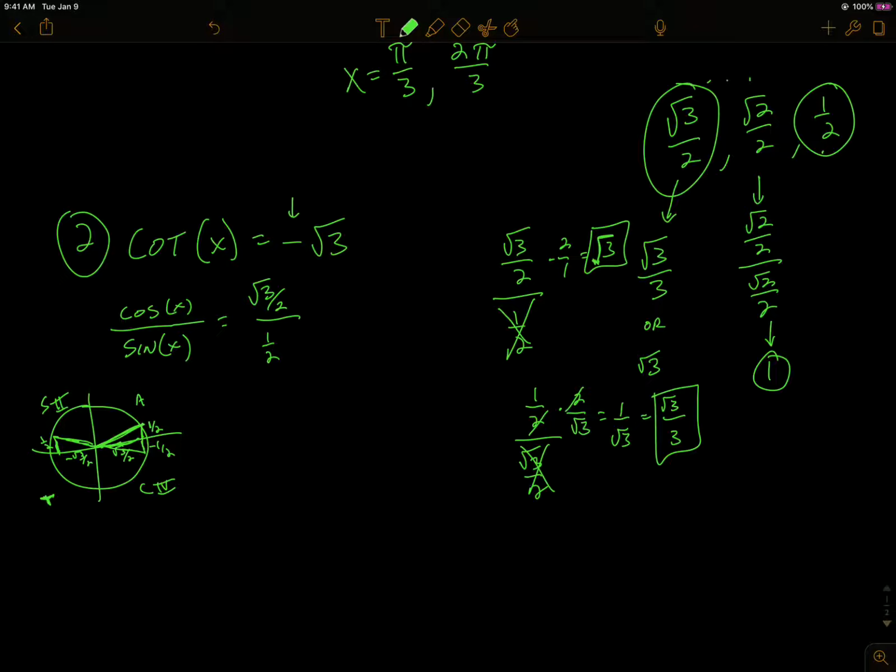Okay? So it works in the quadrants where only the sine's positive or only the cosine's positive, because that means the other one's negative in those quadrants. So when you take a positive divided by a negative, you're going to get a negative. So it's going to be the 30-degree reference angle in both of those. So x is going to be 150 degrees. That's the 30-degree reference in quadrant 2. And then also 330 degrees. That's the reference angle in quadrant 4.